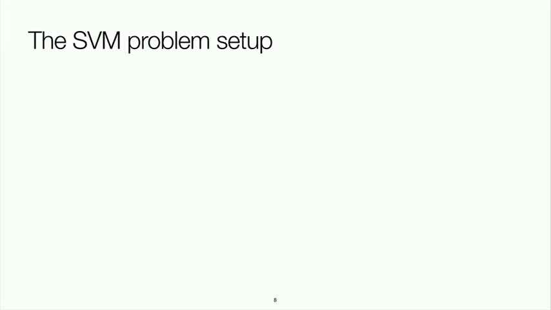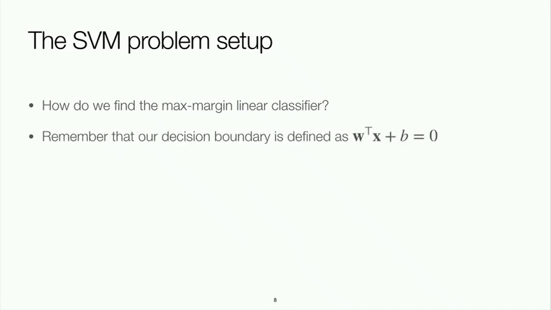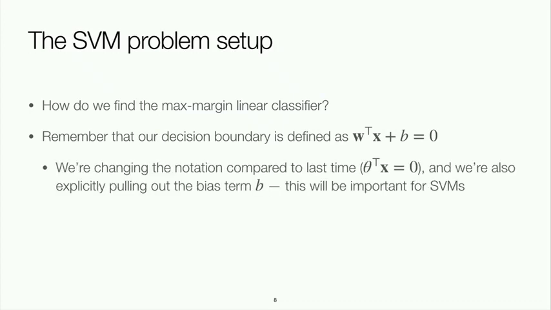Okay, the SVM problem setup. How do we find the max margin linear classifier? That's going to be the thing that we're going to be trying to do, right? Finding the theta that corresponds to this decision boundary that maximizes the margin, the distance on either side from the closest points. Remember that our decision boundary is defined as some linear equation. We can say it's W transpose X plus B equals 0. We're actually changing this notation compared to what we had previously, where we just had theta transpose X equals 0.